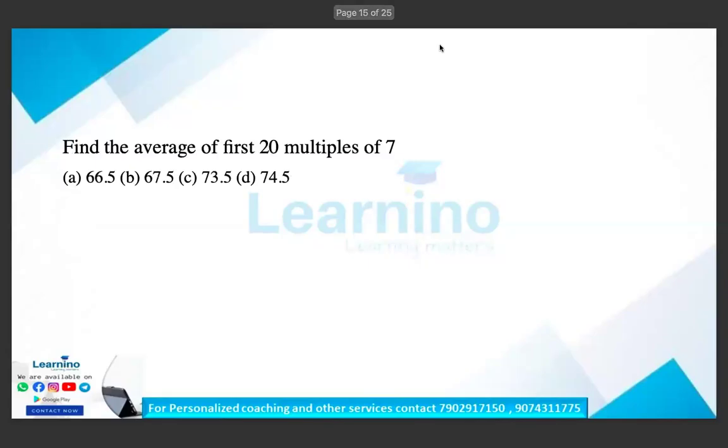Find the average of first 20 multiples of 7. So first term a equal to 7, second term 14, 21, up to the 20th term. So here the average is sum. 7 plus 7 is 14, 14 plus 7 is 21.